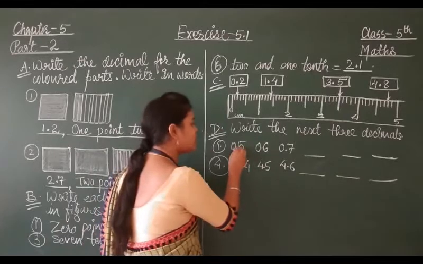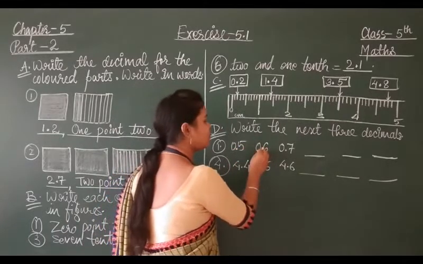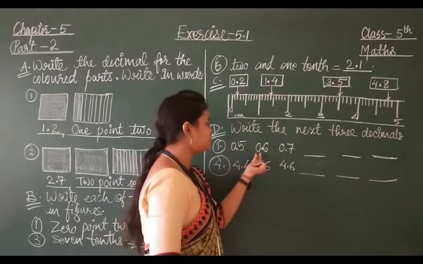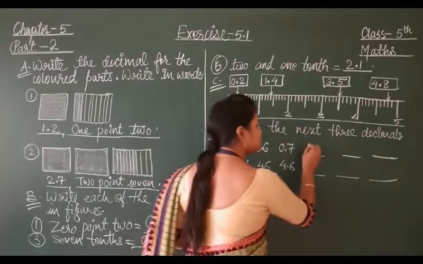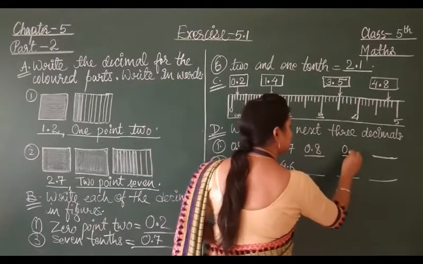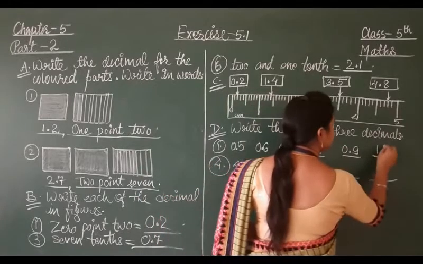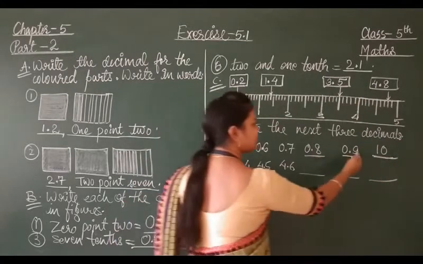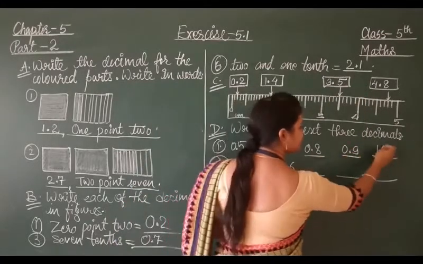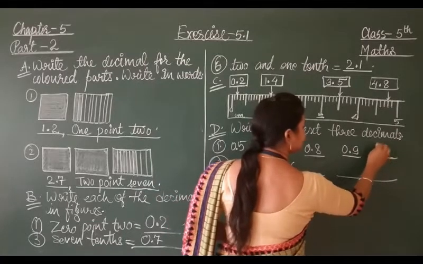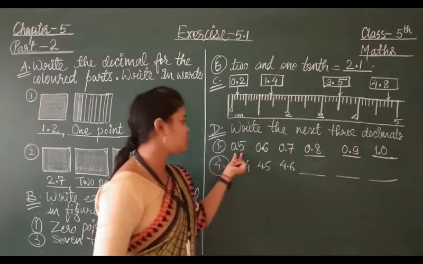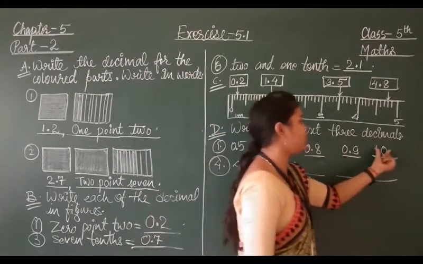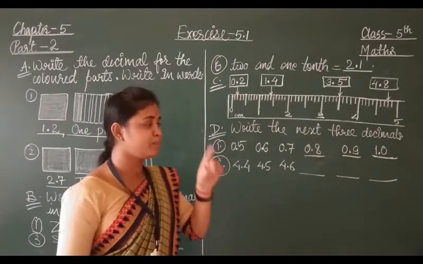See students. So 0.5, then 0.6. Meaning after 5, 6 is there but the 0 point will be the same. 0.5, 0.6, 0.7, then 0.8, 0.9, then 10 is there. But see students, after one digit, counting from the right side, the point is there. So after one digit we will put the point. So this will become 1.0 because 0.5, 0.6, 0.7 are already given. 0.8, 0.9, 1.0. It will not be 10.0.